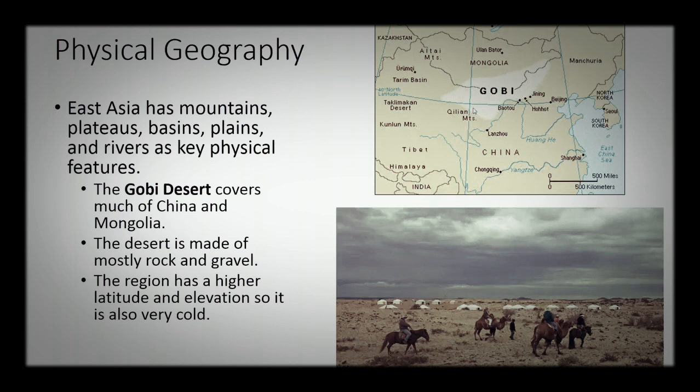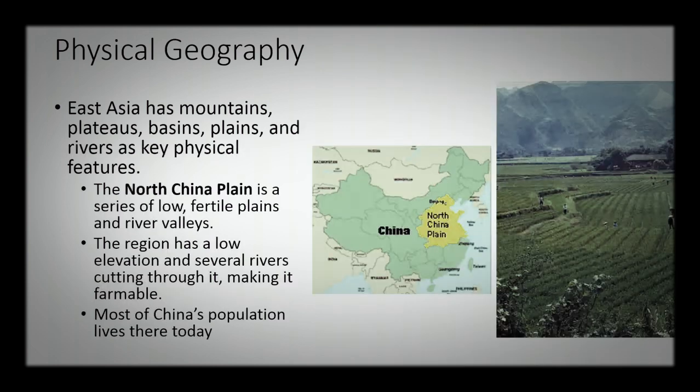Not all deserts are hot. The Gobi Desert actually gets to around -40 degrees at some points throughout the year. So it's a very dry place, but it's also a very cold place.